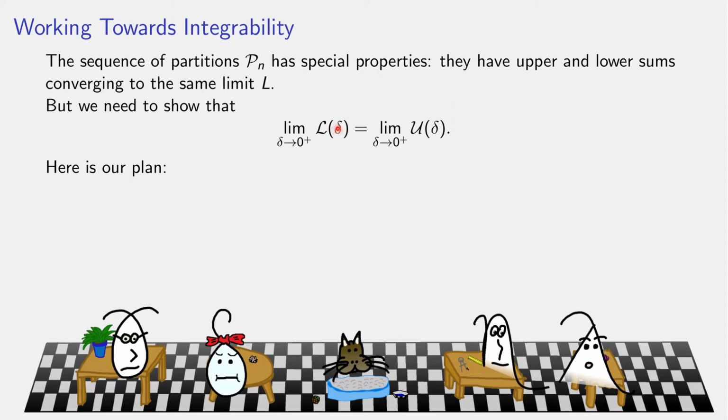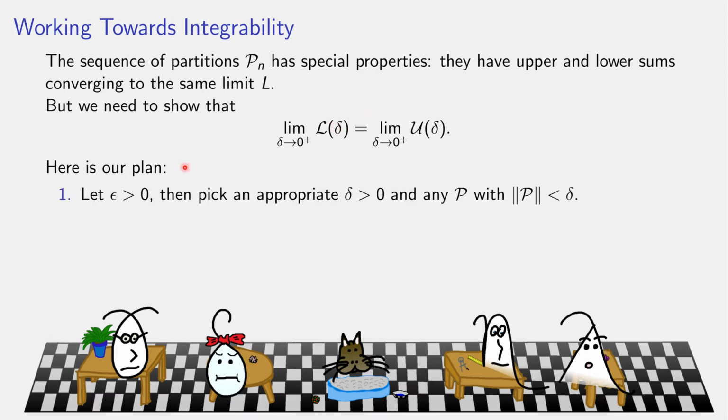And we're going to do it following a plan. First, let epsilon be positive. Then we're going to pick an appropriate delta and a partition of norm less than delta. We have to pick delta appropriately, of course, and we'll see how to do it. Then what we want to show is that the lower sums and the upper sums are within epsilon of L, the L that we found earlier, which was the shared limit of a specific sequence of partitions in the sequence of upper sums and lower sums.